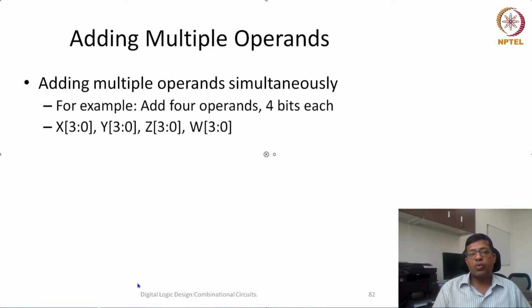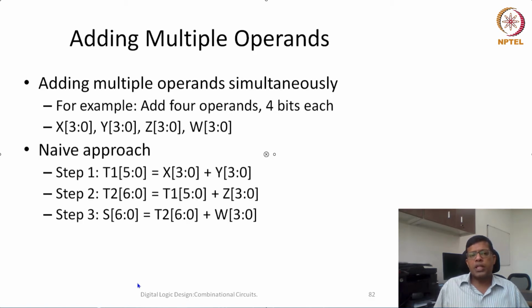Now let's say we have to add four numbers, and each of them is 4 bits. So the numbers are x, y, z and w. Based on what we have learned, if we want to add these four numbers, what would be our technique? We would do a step 1 where t1 is generated, where t1 is equal to x plus y. What would be our naive approach? We add the 4 bits of x and the 4 bits of y, and put the result in an intermediate signal.